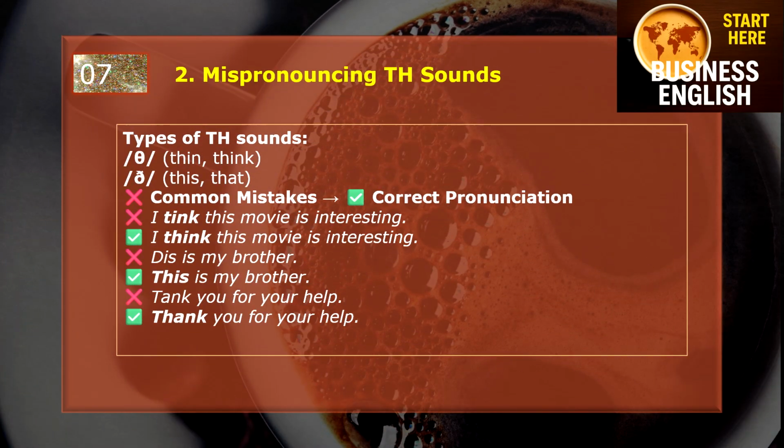Okay, and here we go with mispronouncing, but right now it will be about TH sounds. So the types of TH sounds are TH which is voiceless, and voiced. So the voiceless will be, for example, thin, think, and voiced will be this, that. Common mistakes and correct pronunciation. I think this movie is interesting. This is my brother. Thank you for your help.